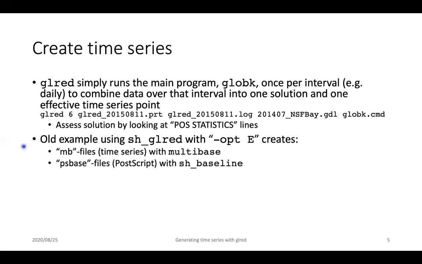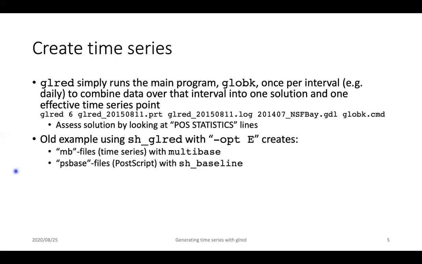In the old example, many years ago, which is the way that the minus opt E option works for SHGLRed, we would create MB files, which are our time series files, with a program called ensum, ENSUM, which is what E stands for. And then we would plot those MB files with SH baseline to create those PostScript plots as usual. This wasn't a very efficient method, especially with many sites that had changes due to earthquakes and antennas and things like that.